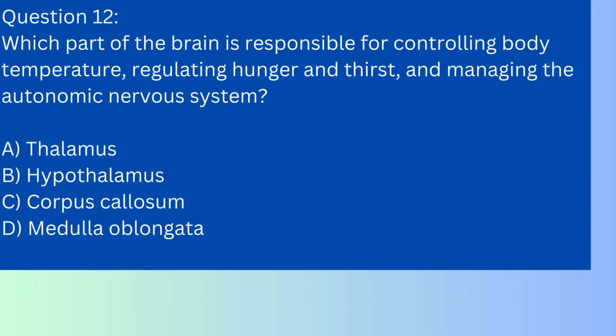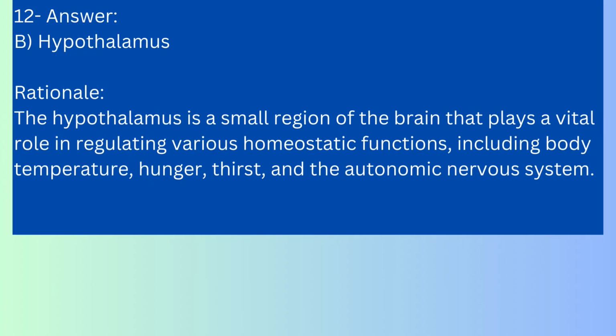Question 12. Which part of the brain is responsible for controlling body temperature, regulating hunger and thirst, and managing the autonomic nervous system? A. Thalamus. B. Hypothalamus. C. Corpus callosum. D. Medulla oblongata. Answer. B. Hypothalamus. Rationale. The hypothalamus is a small region of the brain that plays a vital role in regulating various homeostatic functions, including body temperature, hunger, thirst, and the autonomic nervous system.